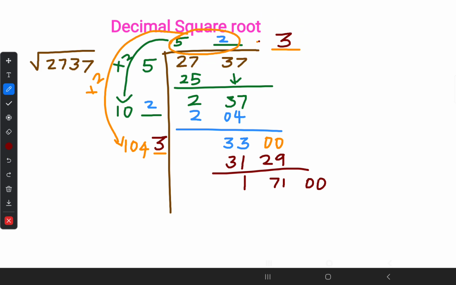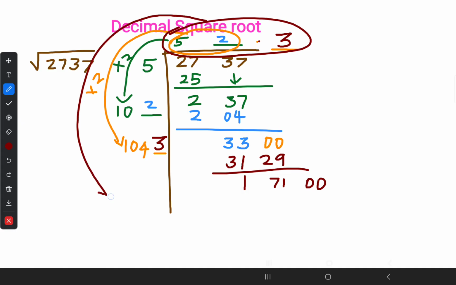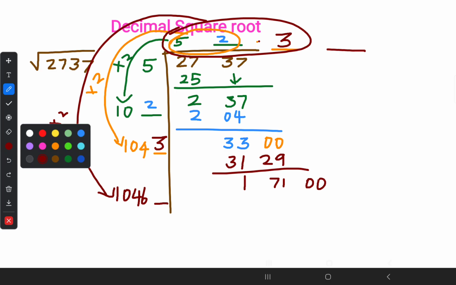So you should multiply this total, 523, by 2. 523 should be multiplied by 2. So that would be 1046. And here let's place a blank, and here as well.